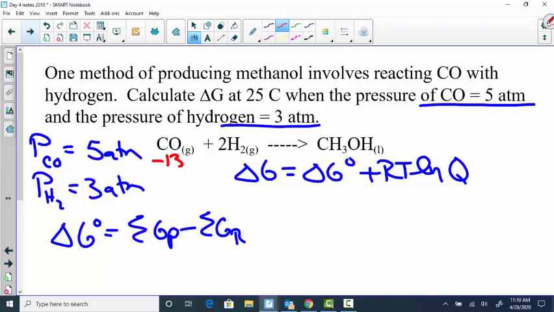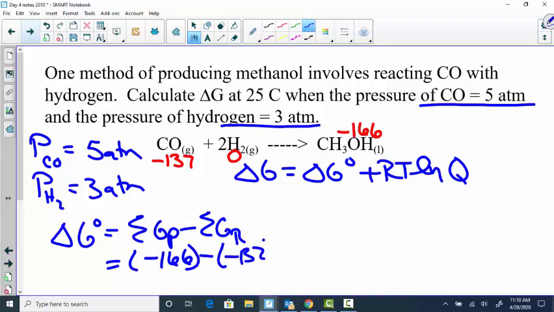This is minus 137. This is 0. And this is minus 166. So the sum of the products minus the sum of the reactants would be minus 166 minus a minus 137, which is going to be a plus. So your delta G for this comes out to be minus 29 kilojoules. Okay, so we have the delta G.